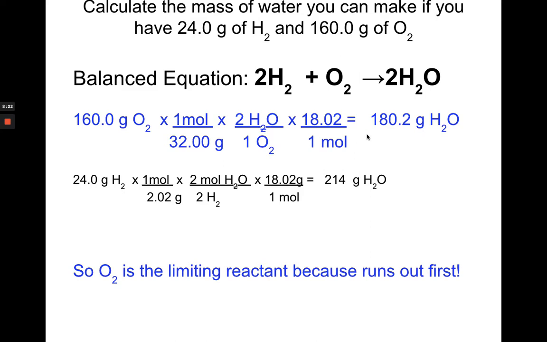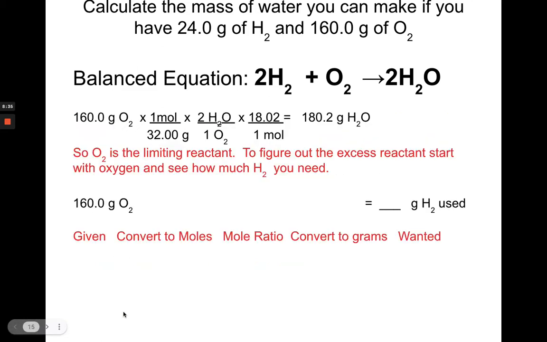Okay. Now, since if I had unlimited oxygen, I could make more water, I'm going to have some hydrogen left over. So I'm going to need to figure out the excess, how much hydrogen is actually left. How would I do that? Okay. So in this case, oxygen's the limiting. To figure out the excess, you need to see how much hydrogen is needed to react with that amount of oxygen. So this time we're going to go 160 grams of oxygen, and we're going to see how much hydrogen would be used to satisfy that 160 grams of oxygen.